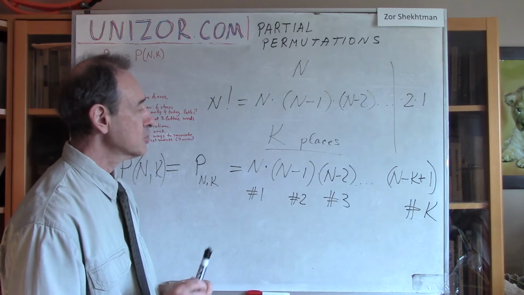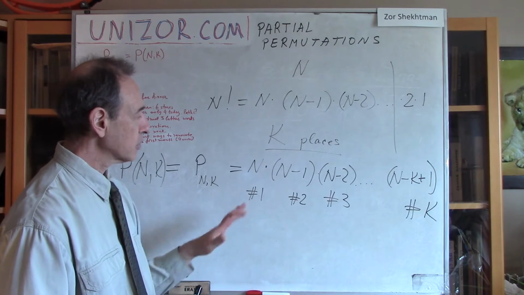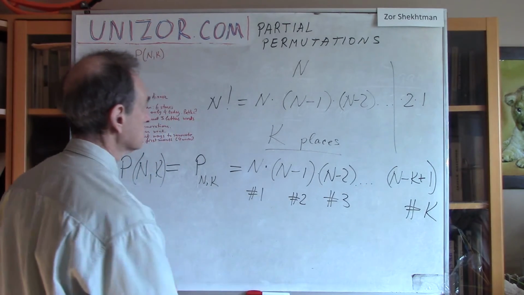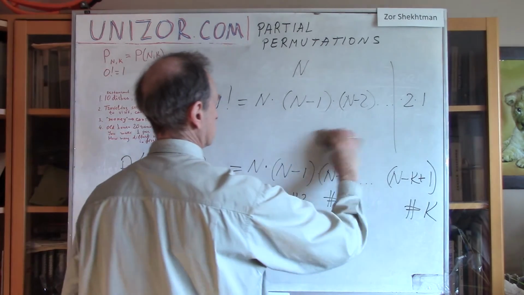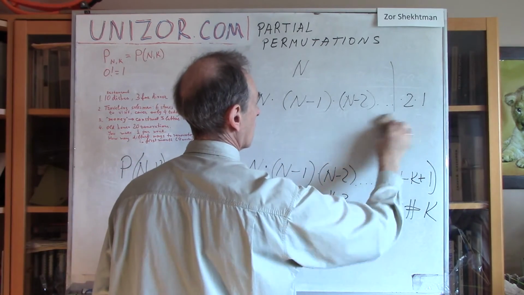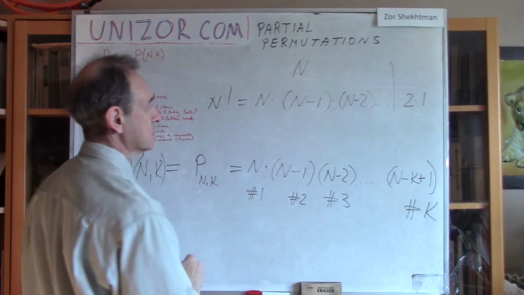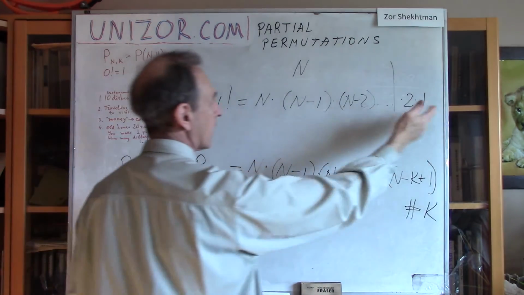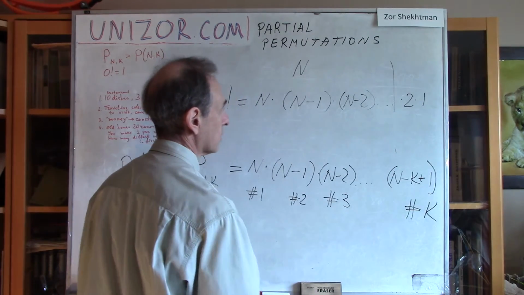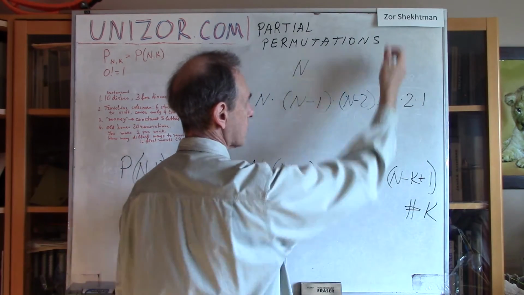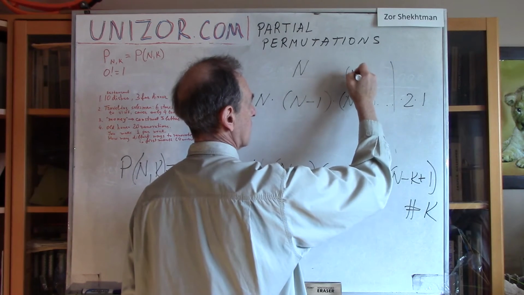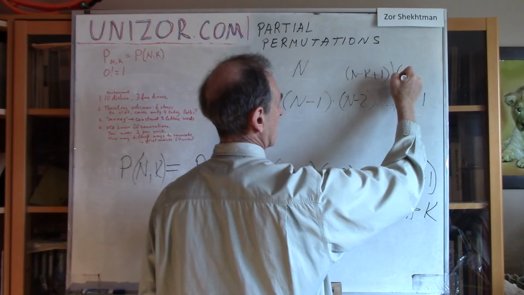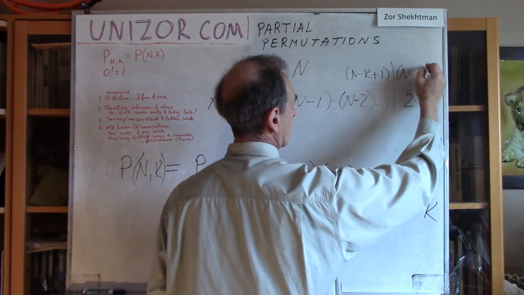Now, the only thing which I would like to add is I would like to make this formula a little bit shorter. You see what I did here? I cut it. So what did I cut? Let's just examine what is before this cut line. It's n minus k plus 1. What's after? It's n minus k.